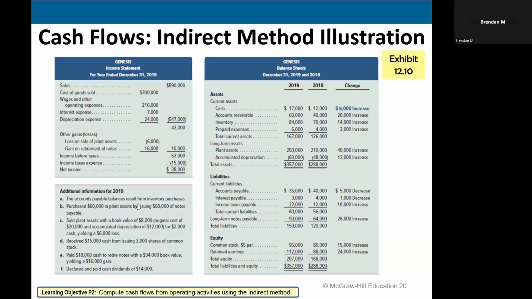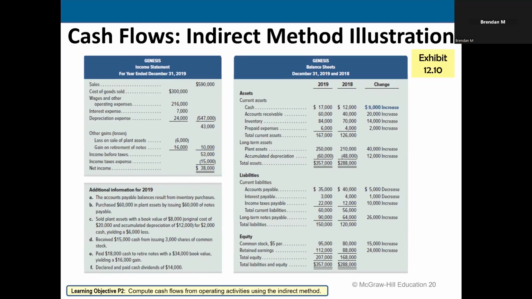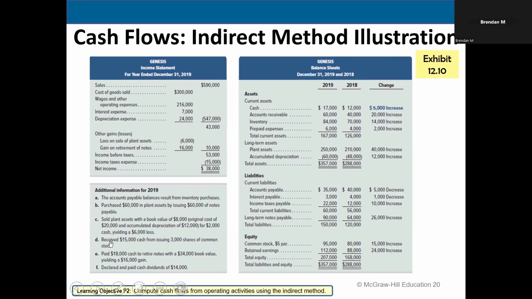They're giving us the accounts payable balance results from inventory operations. They're showing you that they purchased 60,000 in plant assets. They sold plant assets. Accumulated depreciation was this. They got involved with some treasury stock. They bought some treasury stock, or they issued stock to the public. They paid off a note and declared dividends. Each one of these things has to be addressed on the cash flow statement.